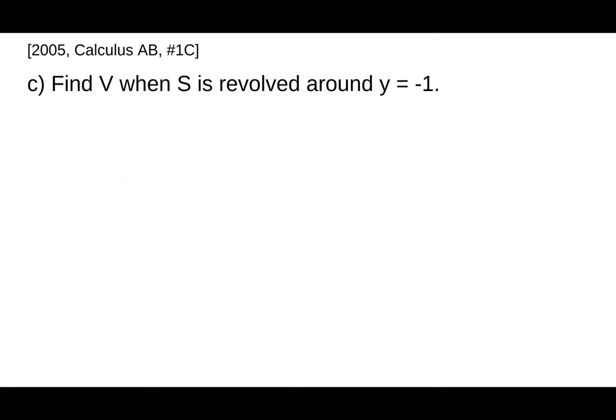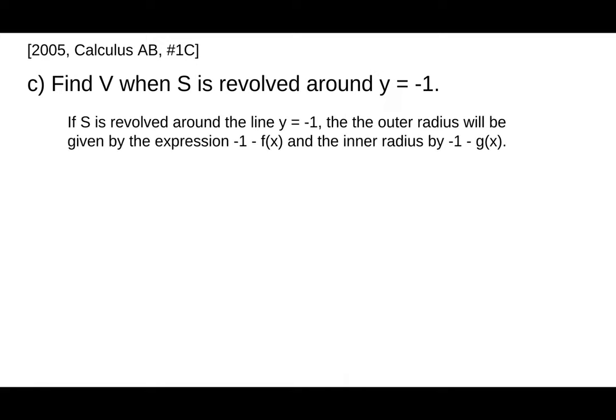In part C of this question, we are asked to find the volume when this region S is revolved around the line y equals -1. Now, because y equals -1 is below the x-axis, the function that's going to provide our outer radius is the one that's further above the x-axis. So if S is revolved around the line y equals -1, our outer radius will be given by the expression f of x minus (-1), since f of x is actually the one that's greater than g of x. And our inner radius will be given by g of x minus (-1).